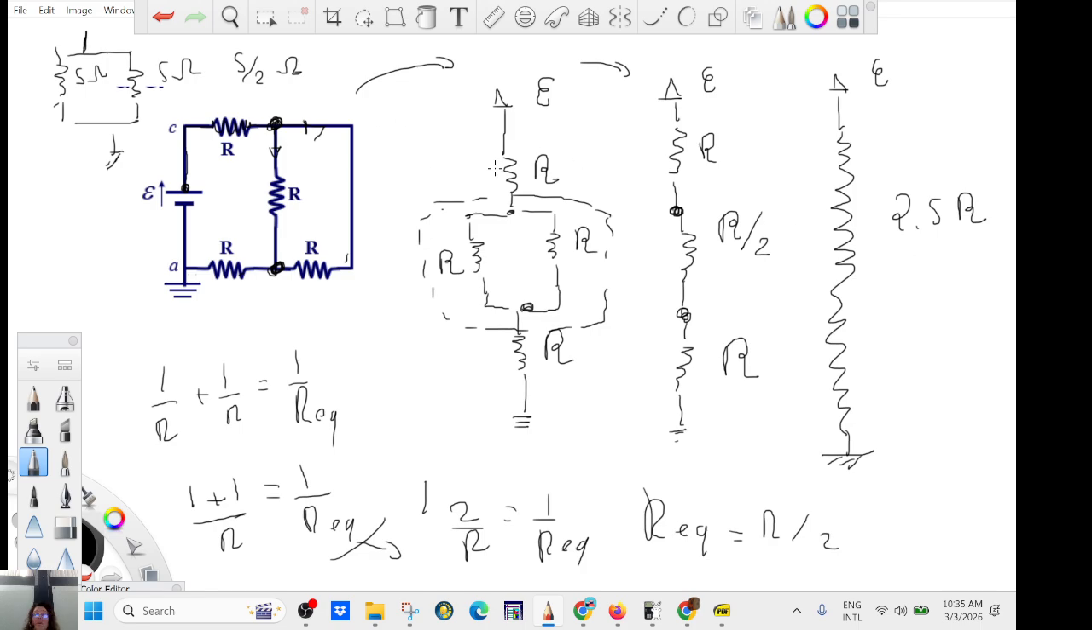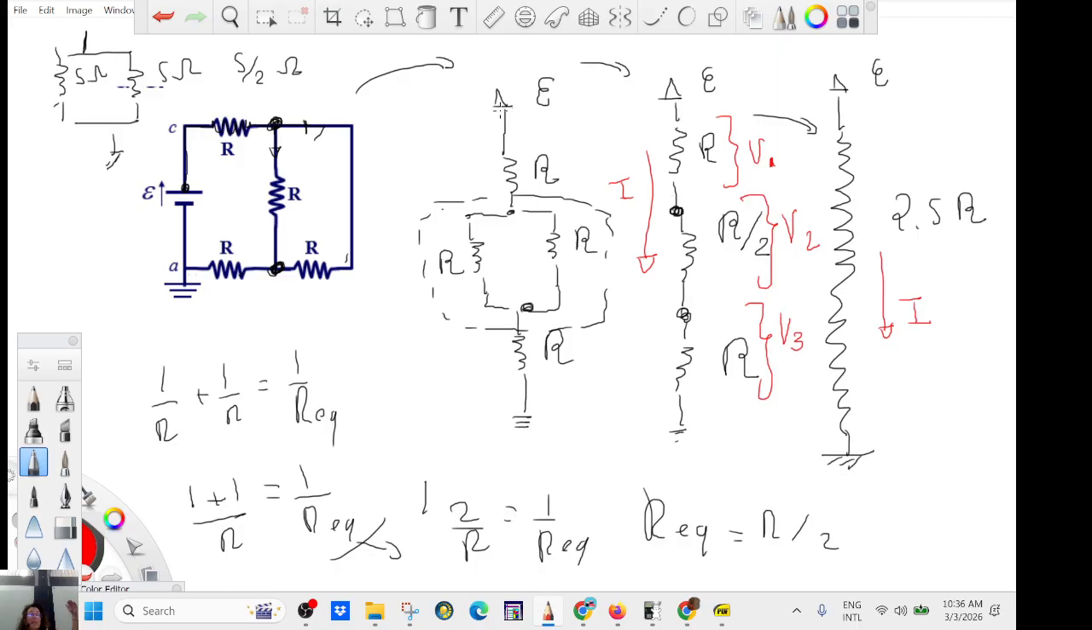You go step by step. You start from here, you go there, you go there, you go there, and then you can solve, right? You can say that will be the current here, I. That's going to be the same current here flowing. So here you're going to have a voltage drop V1. Here you're going to have a voltage drop V2. And here you're going to have a voltage drop V3.